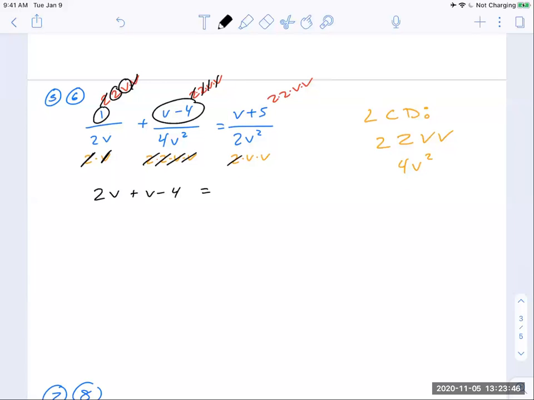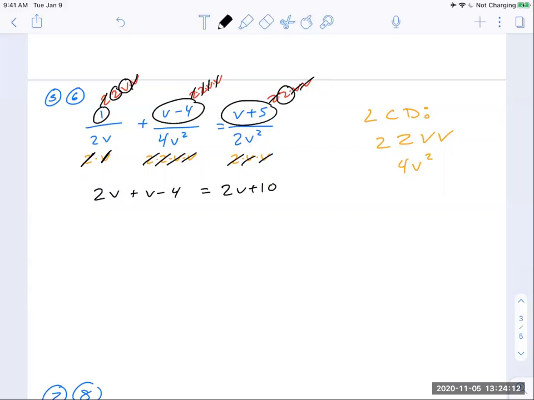Last one, 2VV, 2VV. Sound like I'm speaking French over here. What is left? V plus 5 and 2. What does that give me? Thank you, Trisha. 2V plus 10. Spot on today.